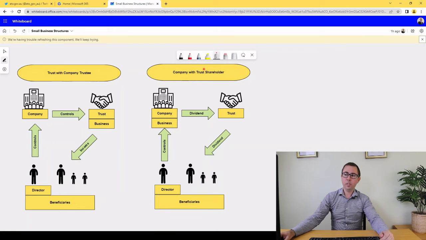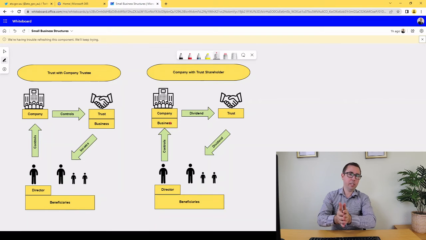Okay, so the next structure that's quite common is where you have a company, but the shareholder is the trust. So in this situation, the company has the business, so it's making all the money, and then when the profit is made by the company and it's drawn to the shareholders or the owners, they want to take the money from the company.